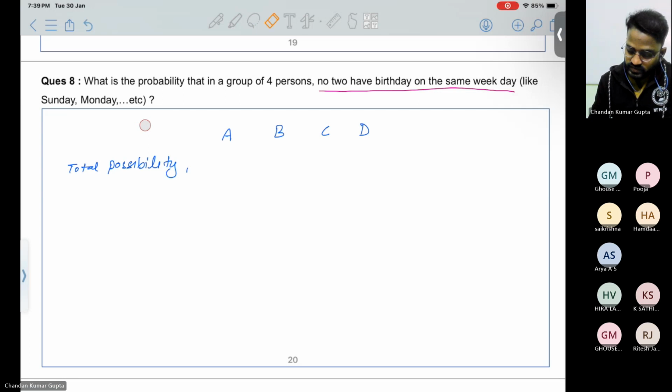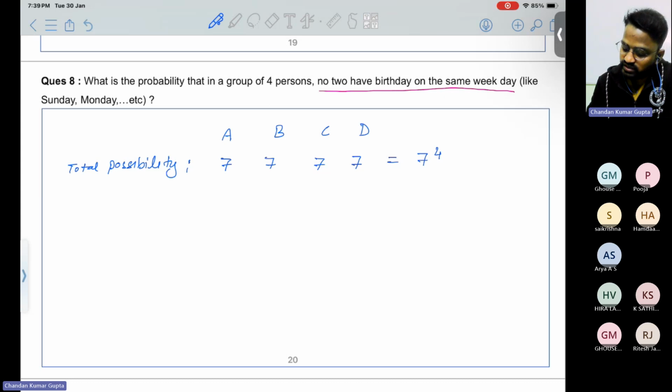See here. Look, person A has 7 days of total possibility. I am talking about the total possibility. Person A has a birthday on any of the 7 days, na? And similarly for person B also, for person C also, and person D also. So 7 to the power 4 is the total number of possibilities that the 4 persons have birthdays, either on the same days or different days. Now again, we need to define that no 2 persons have the birthday on the same day. Suppose in this case, A has a birthday on any of the 7 days.